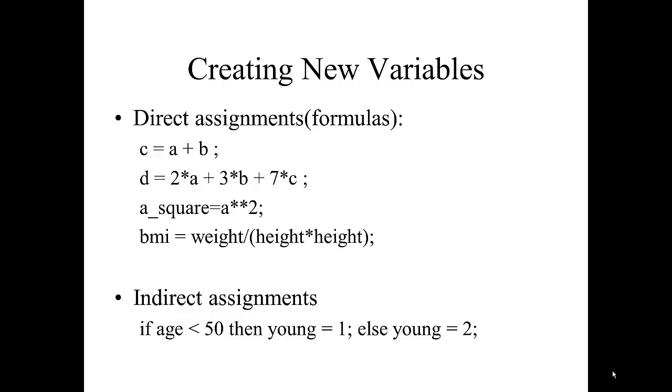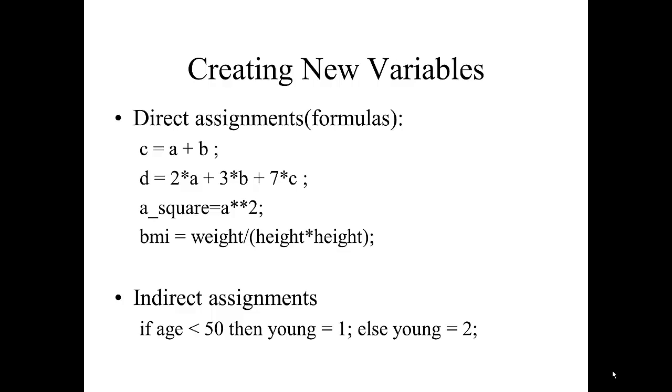Here we're creating a variable C, which is equal to A plus B. Then notice we are creating the variable D, which is equal to 2 times A plus 3 times B plus 7 times C. So if you have a data set with variables A, B, and C, the formula creates the new variable D.